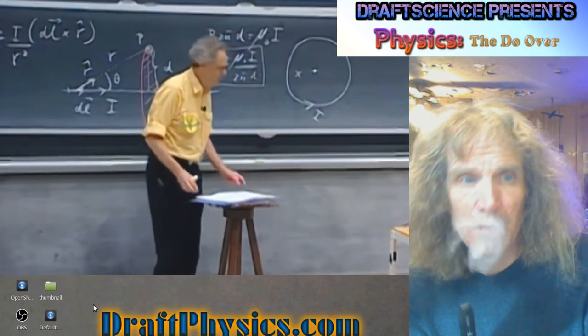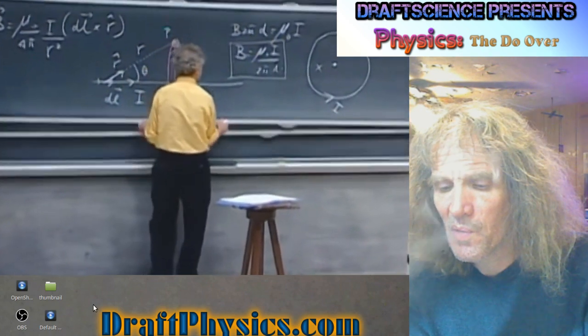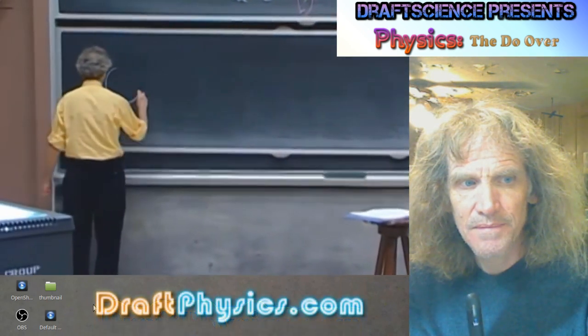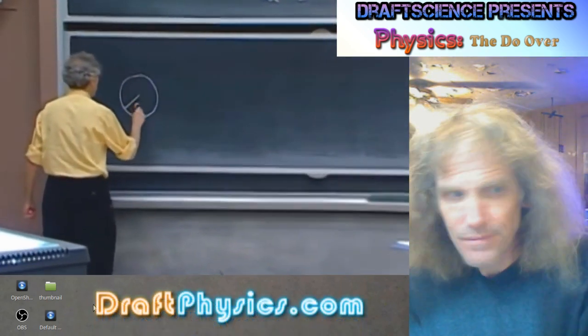So let's now turn to Ampere's law and do a few problems with Ampere's law. We need cylindrical symmetry with very few exceptions. I have a hollow cylinder here, radius r1.